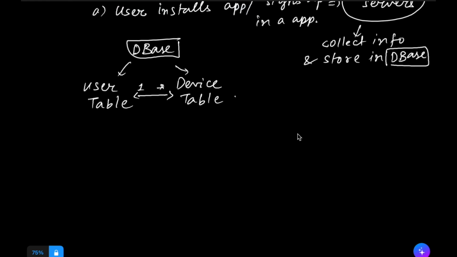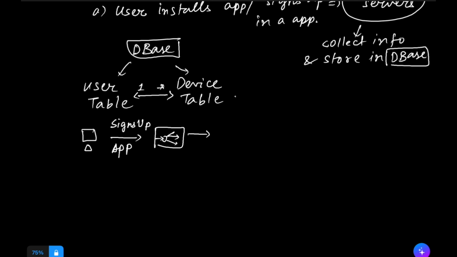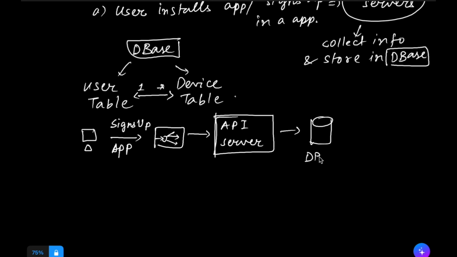If we see it in a flow diagram, this is a user who signs up in the app or installs the app. Through a load balancer, we distribute this request to an API server, and the API server in turn saves the data in a database. In this way we collect the information and store it in the database for our future purpose.